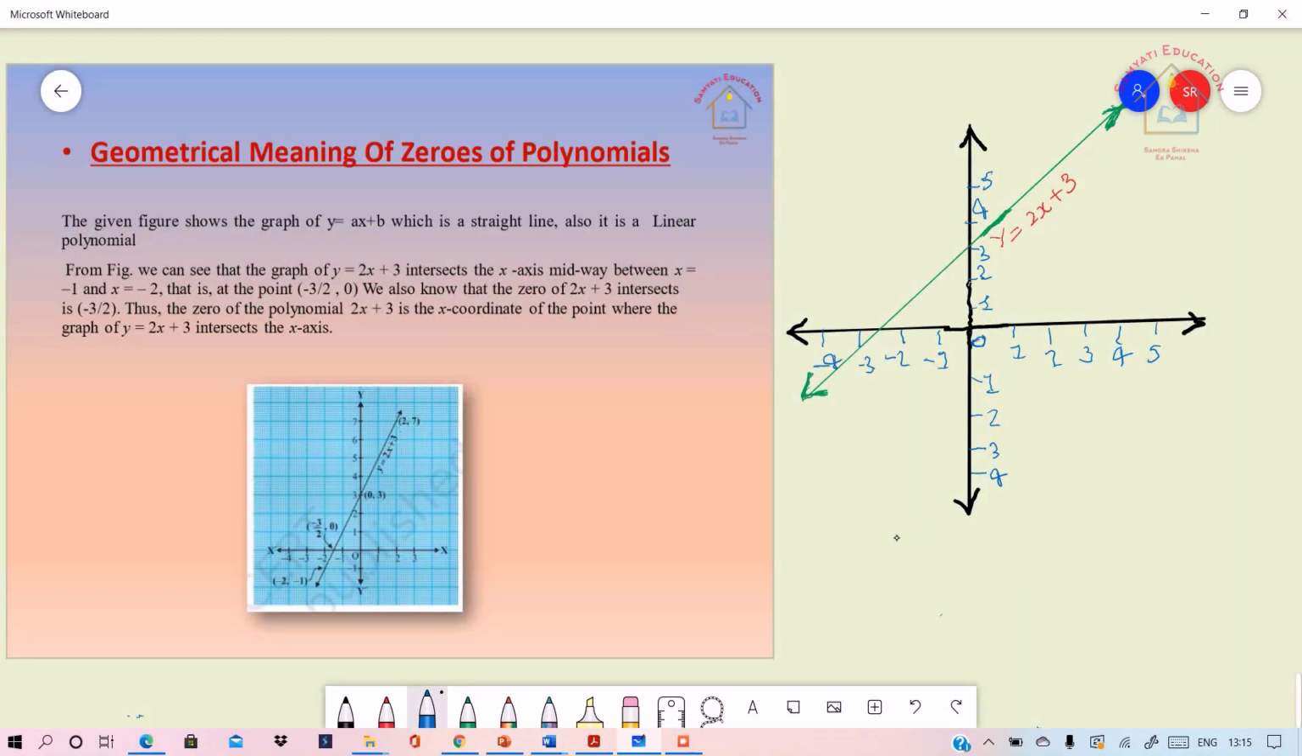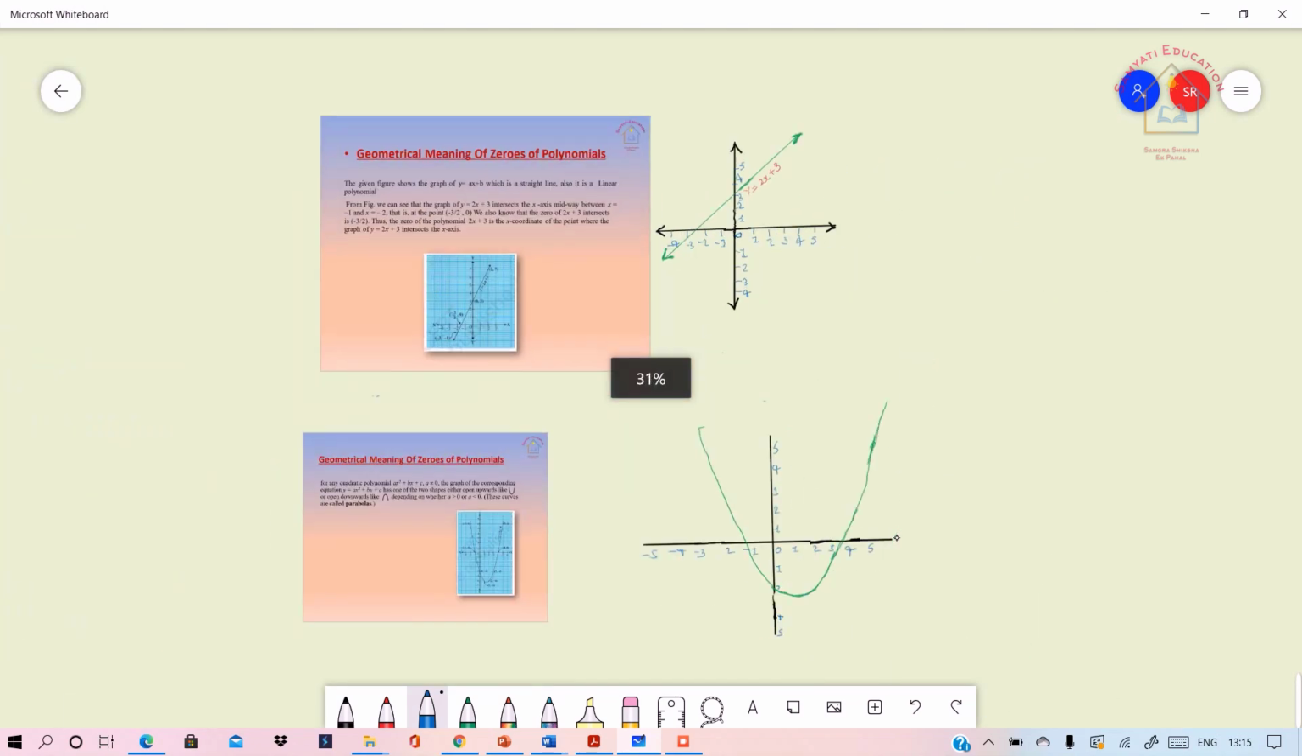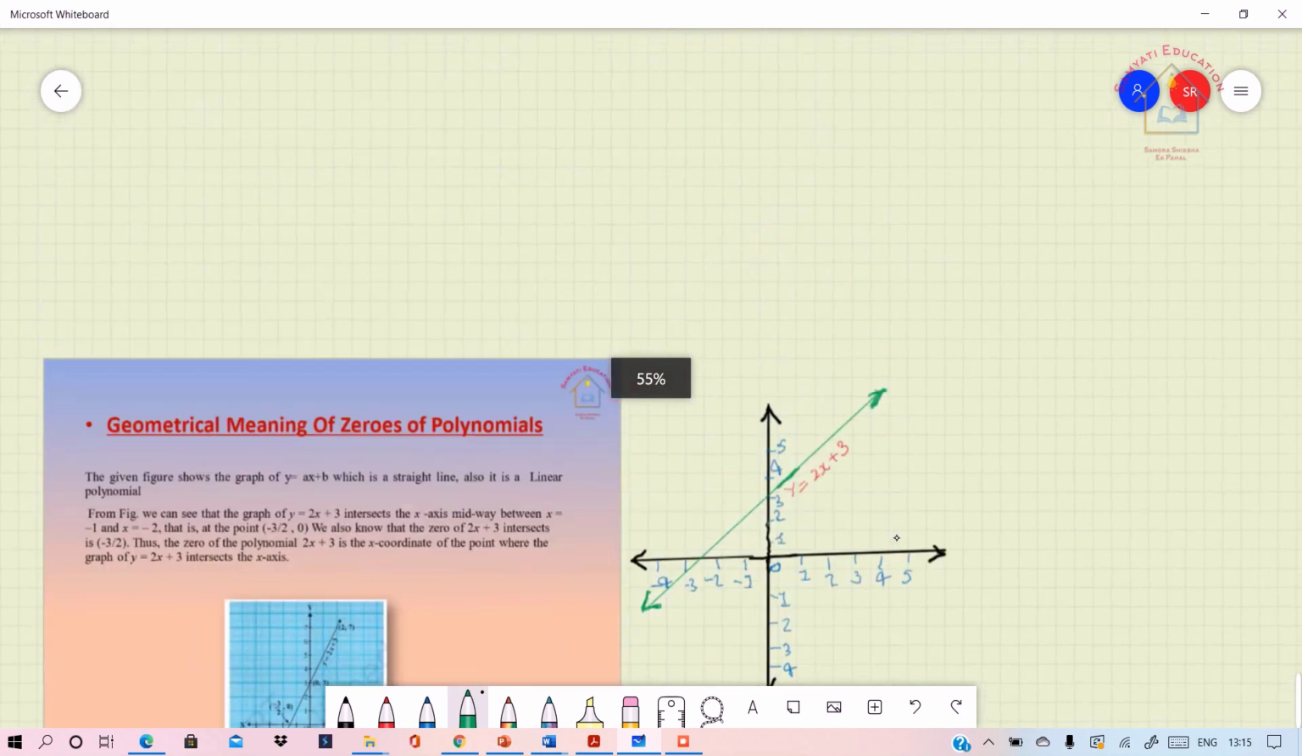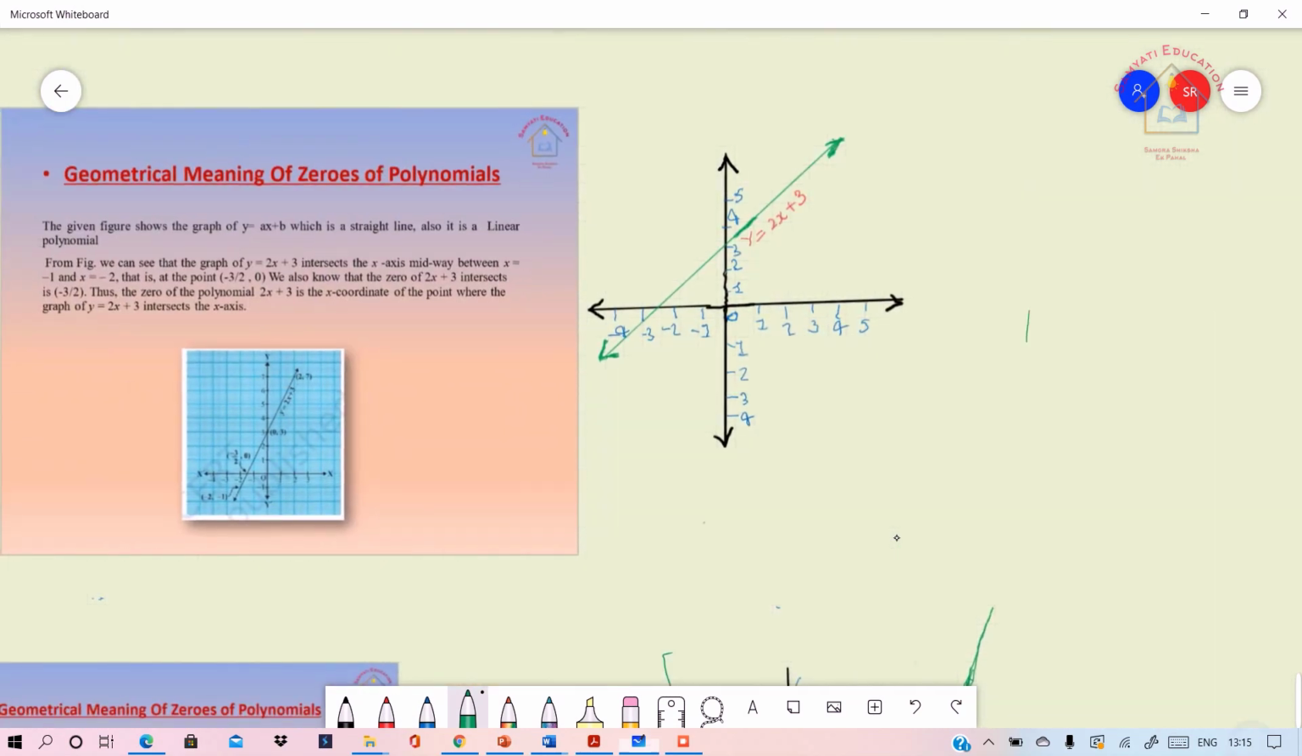Now, what is the geometrical meaning of the zeros we have found? If we talk about linear polynomials, that is of form ax plus b, for example 2x plus 3, we will have a line. The graphical representation or geometry of a linear polynomial is a line.